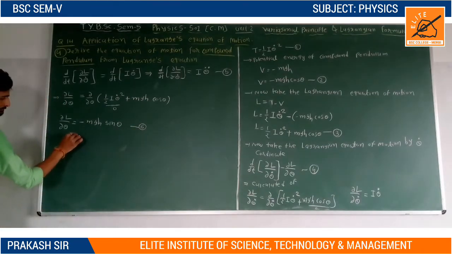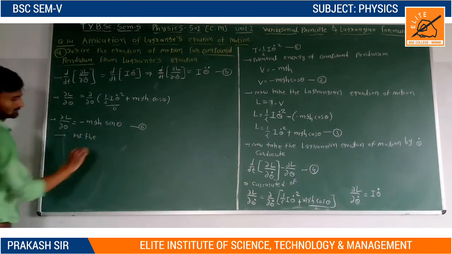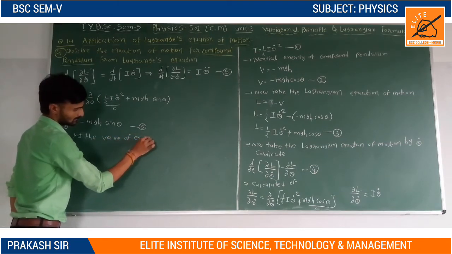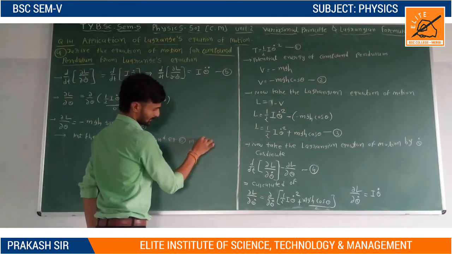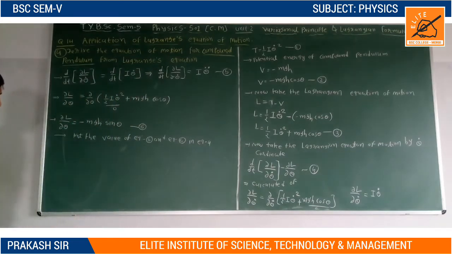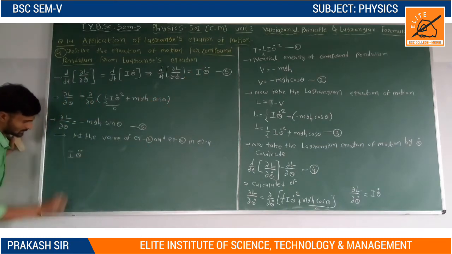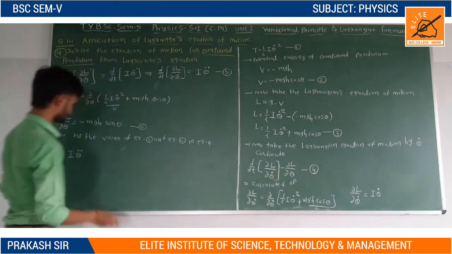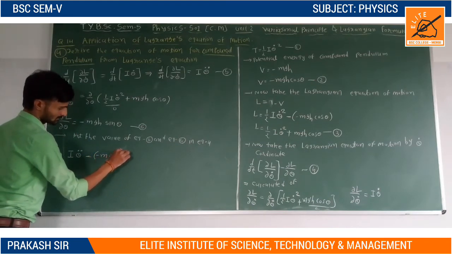Now put the values of equation number 5 and equation number 6 in equation number 4. So equation number 4 becomes I theta double dot minus, here minus mgh sin theta.